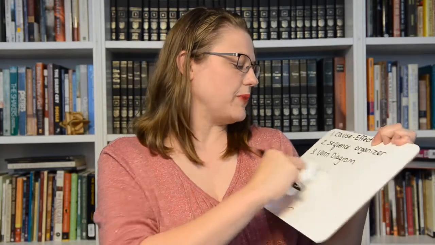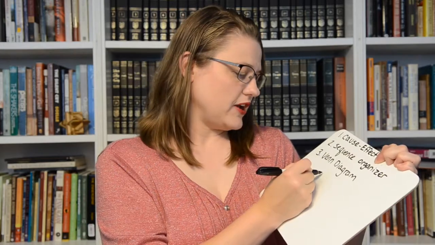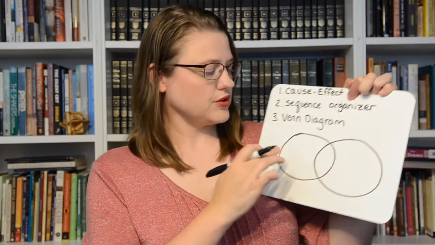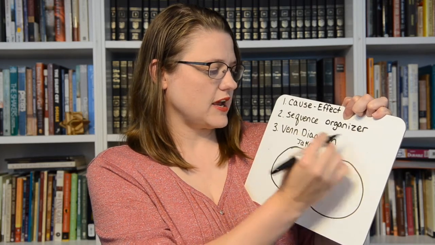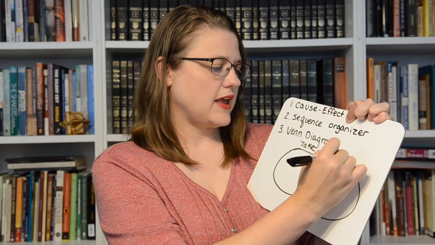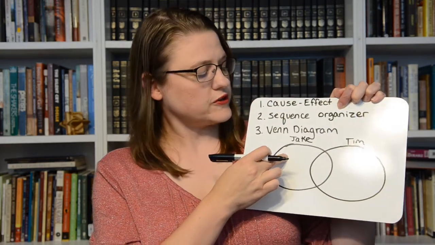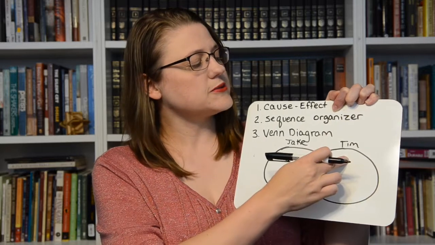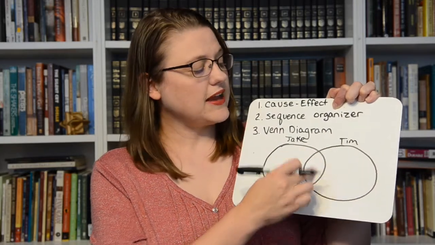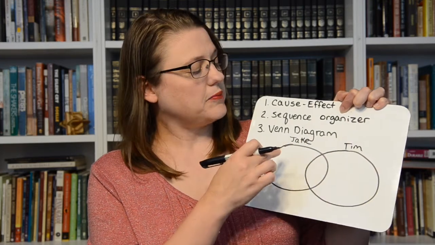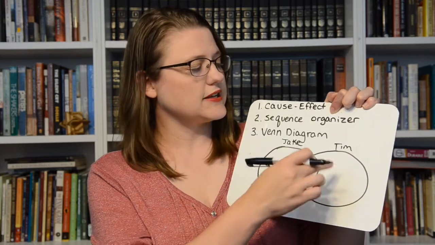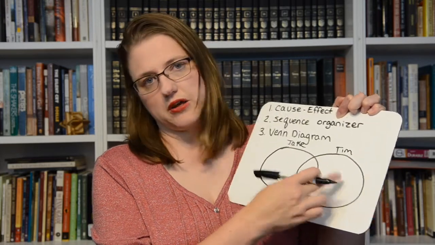And the last one is a Venn diagram, and that's for comparing and contrasting. So a Venn diagram, you do 2 circles, and this circle, you know, might be Jake, and this circle might be Tim, and over here you're going to list things that are specific just to Jake, things that are specific just to Tim, and then how they overlap, things that they both like to do. They both like to play football and basketball, but Jake likes to play tennis and chess, and Tim likes to play soccer and volleyball, or something like that.